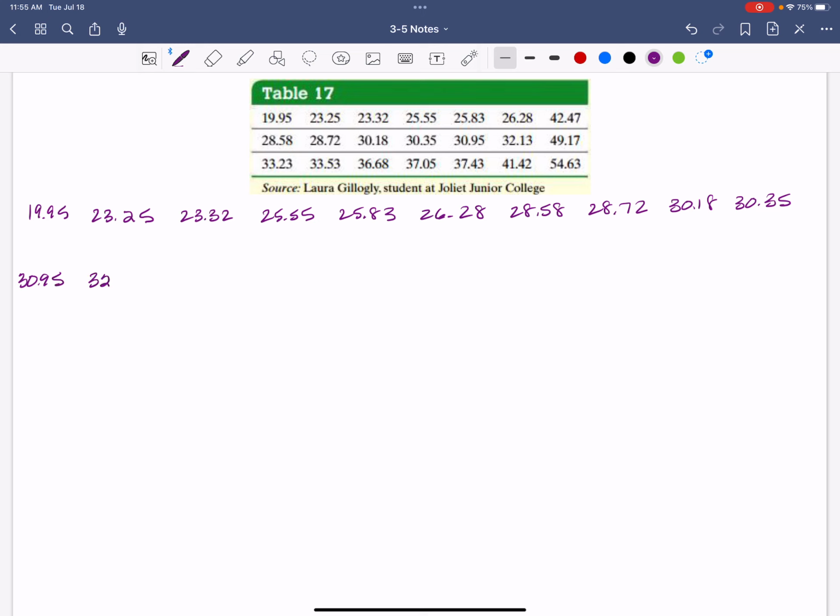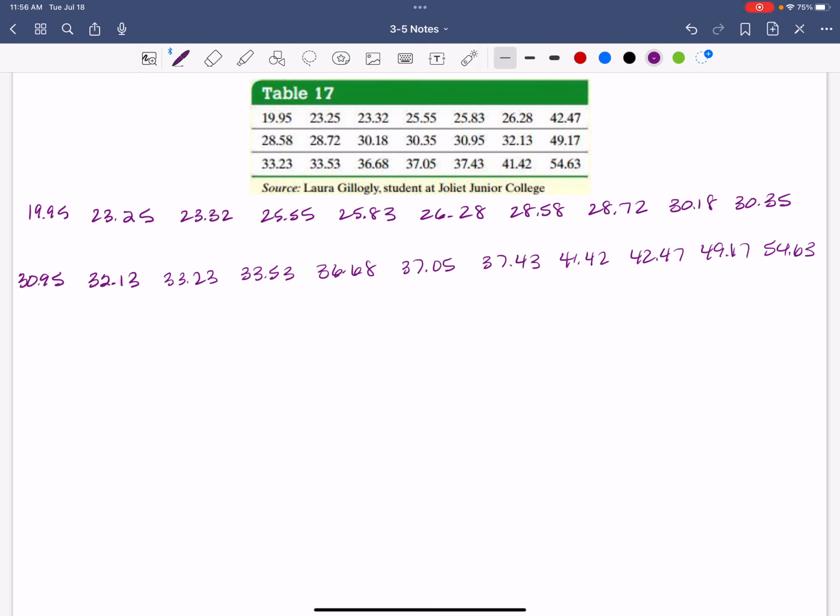3095, 3213, then swing it down to the 3323. Oh, whoa, not the 4917, that was off. 3213, then 3323, 3353, 3668, 3705, 3743. Then it's 4142, and then those 3: 4247, 4917, and 5463. Nice! Wow, that made our life so much easier, didn't it?